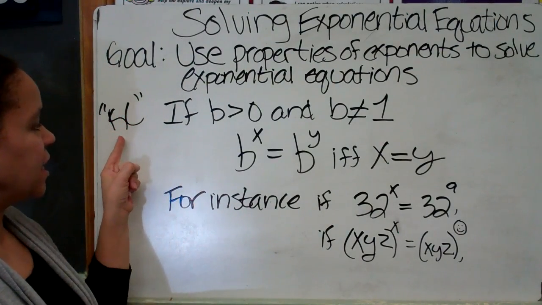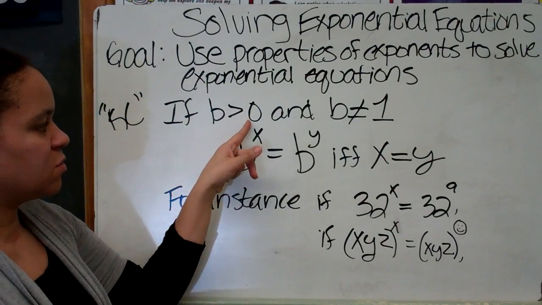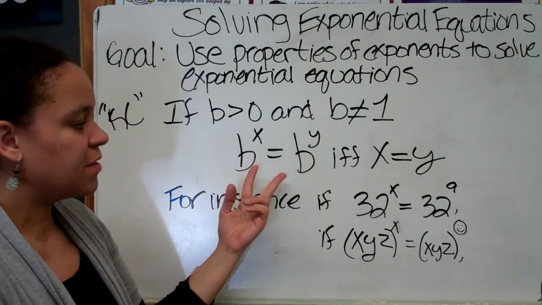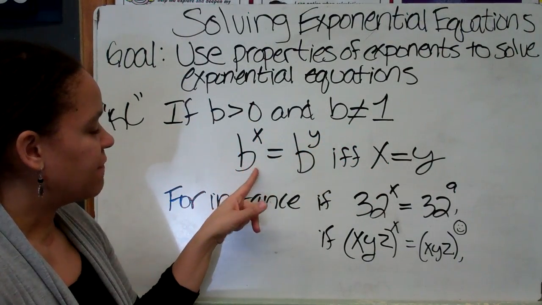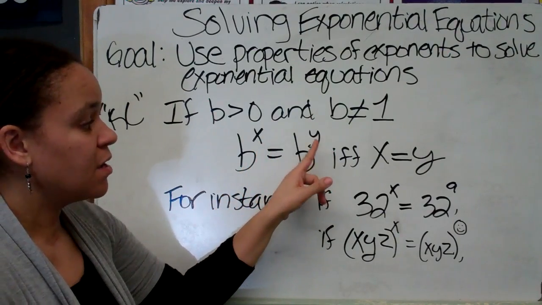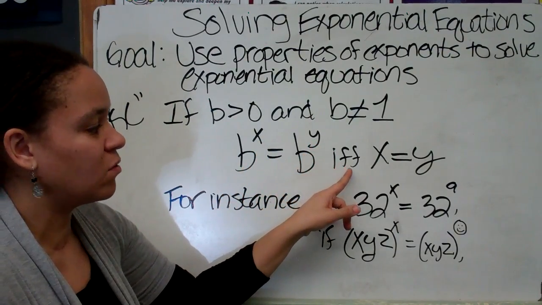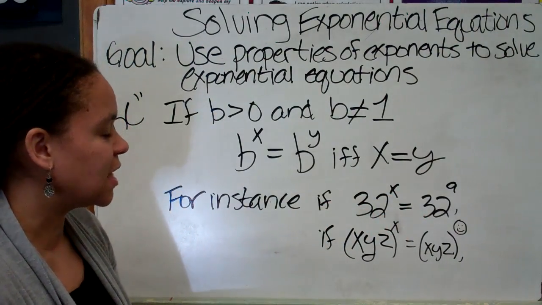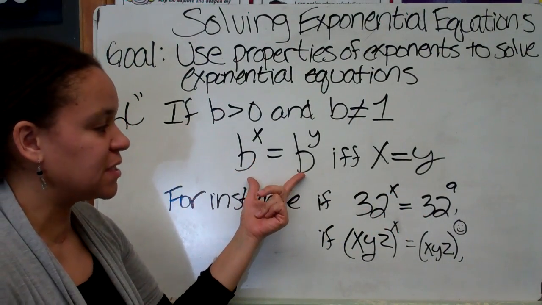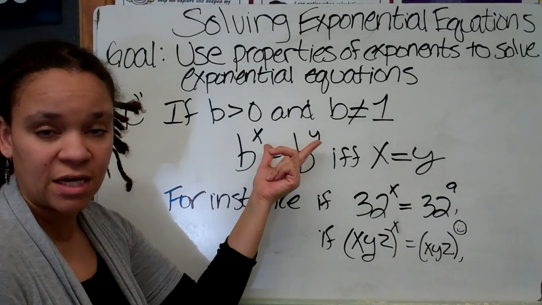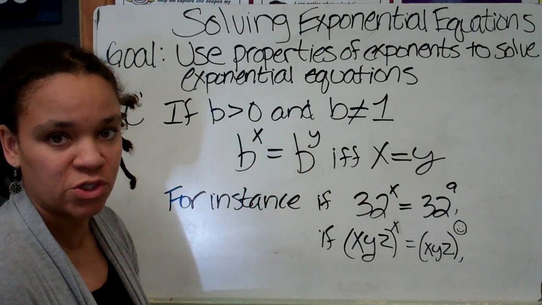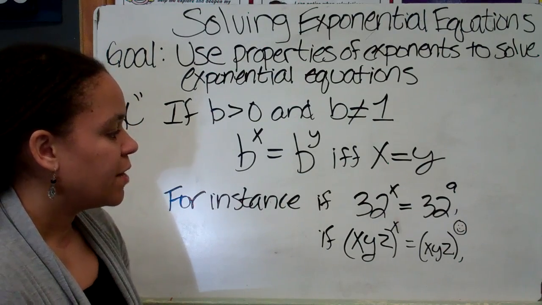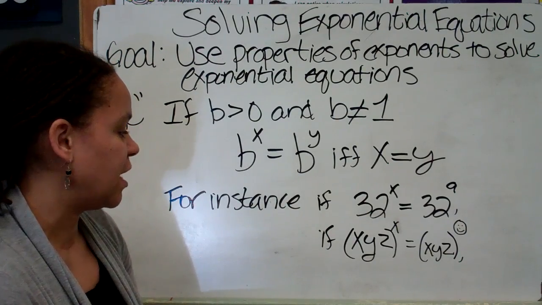So first, a key concept. If b is greater than 0 and b does not equal 1, then this statement holds true. If b to the x equals b to the y, this only happens if and only if x is equal to y. You may say that makes common sense, but we're just saying if we have the same bases, whatever their exponents are, they must be equal to each other. This sounds basic, but we must use this property to answer most of our questions today.